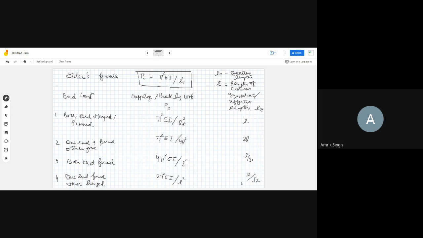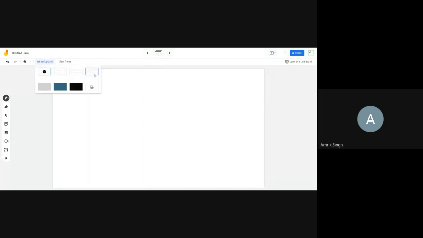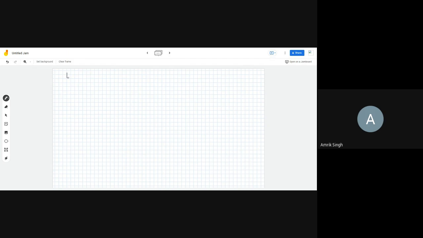So this is a summary of the Euler formula which we have derived, and these are the four conditions in which the different effective lengths are mentioned. Now next is what are the limitations? So limitations we have discussed in brief. Limitations of Euler theory.